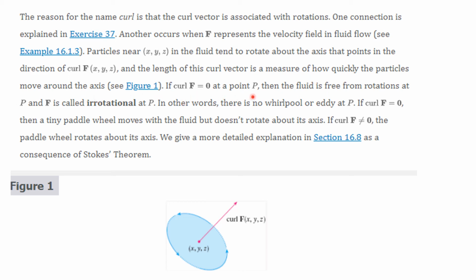If the curl is equal to 0, the fluid is free from rotations at a point P, and F is called irrotational at P. So there's no whirlpool or eddy at P. If the curl of F is equal to 0, then a tiny paddle wheel moves with the fluid but does not rotate about its axis. So the paddle wheel just moves, but it's not spinning around. If the curl does not equal 0, the paddle wheel rotates about this axis.